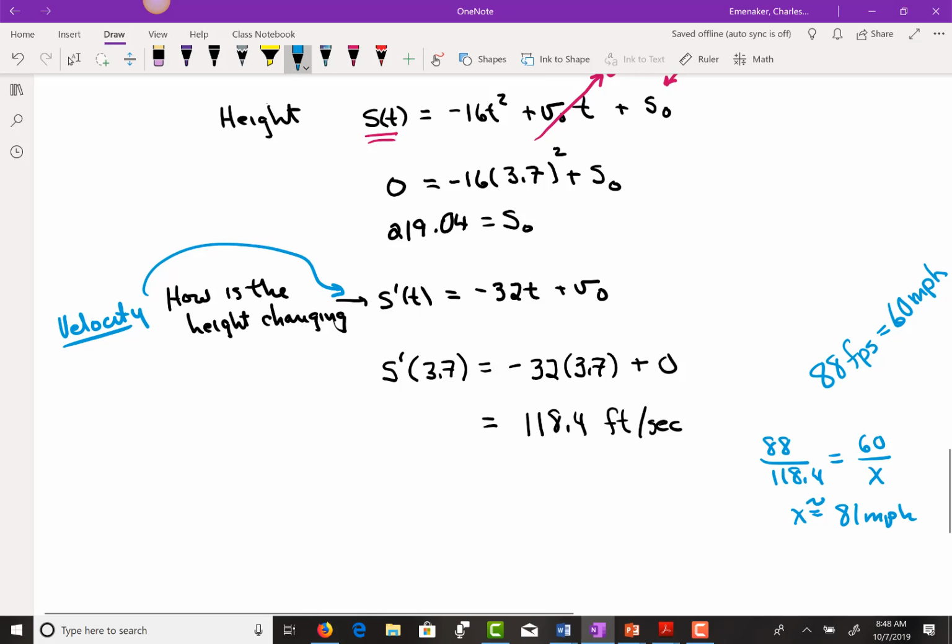So by the time that rock hits the ground, it's moving how fast? About 81 miles an hour. Would that hurt if it hit somebody? Yeah, that would leave a mark.